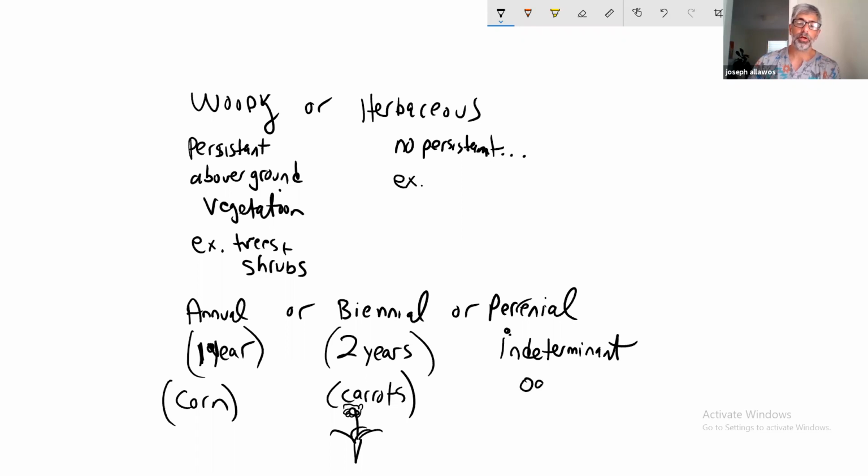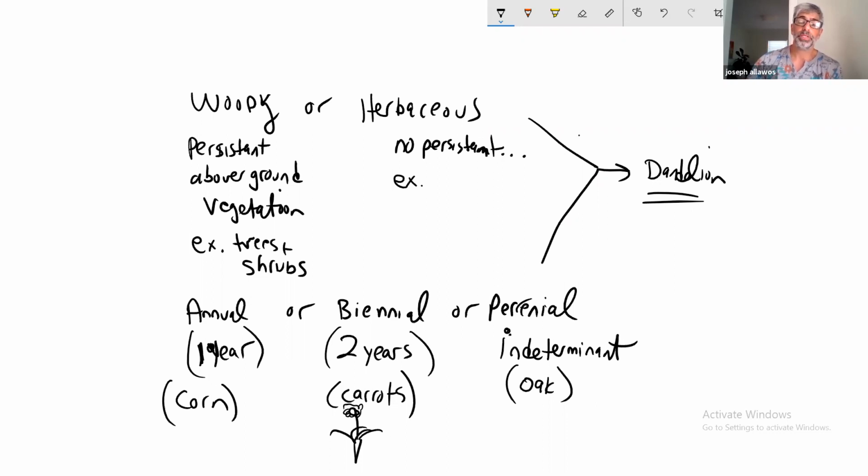Perennial, how about an oak tree, you know, year after year after year. So let me ask you this. Can you have an herbaceous perennial? Does that make any sense? It does. It does make sense. Herbaceous, no persistent above ground vegetation, but perennial, meaning it lives an indeterminate lifespan. Example of an herbaceous perennial, dandelion. Think about it. The dandelion comes back every year in your yard in the same spot. It survives the winter with its perennial taproot, right? So you can have an herbaceous perennial.